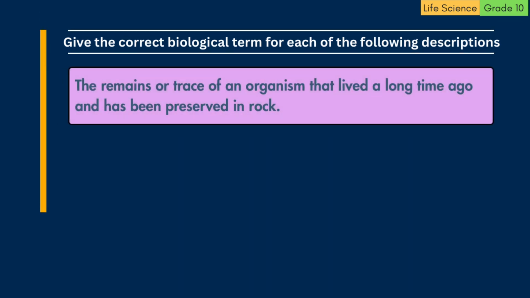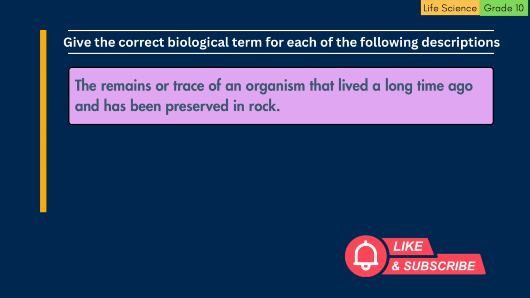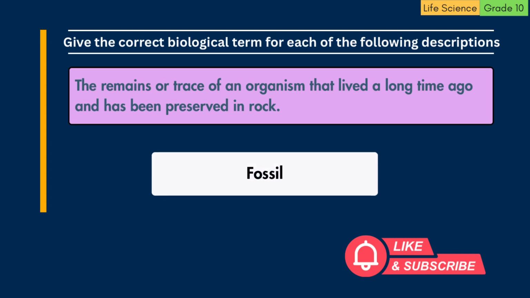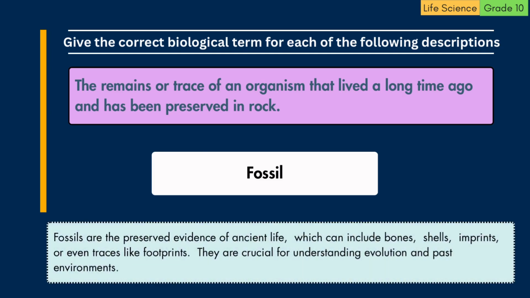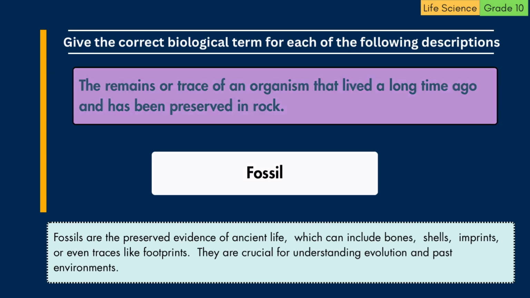Question: the remains or trace of an organism that lived a long time ago, and has been preserved in rock. The correct answer is fossil. Fossils are the preserved evidence of ancient life, which can include bones, shells, imprints, or even traces like footprints. They are crucial for understanding evolution and past environments.